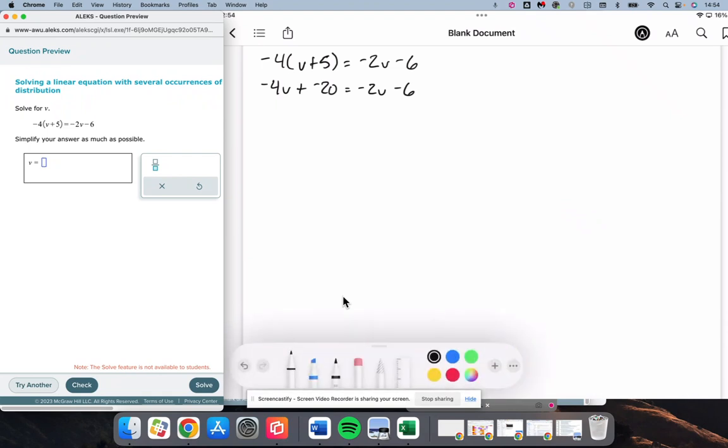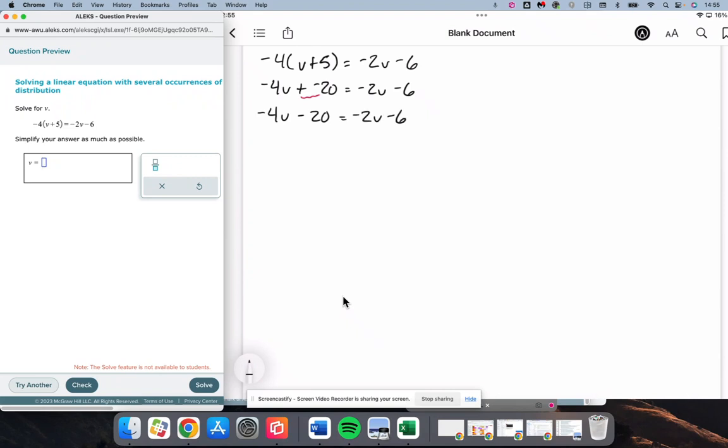I've got to clean up those signs there, the plus and minus 20. I'm just going to make it a negative. So -4v minus 20 is equal to -2v minus 6. And we're back to a problem type that we did in a previous lesson where I could choose to add 4v, add 20, add 2v, or add 6. I'm going to choose to add 20 because it will make my number positive, and I prefer dealing with positive numbers instead of negative numbers. You could do any of those things that I mentioned, and you would still get the correct solution, though.